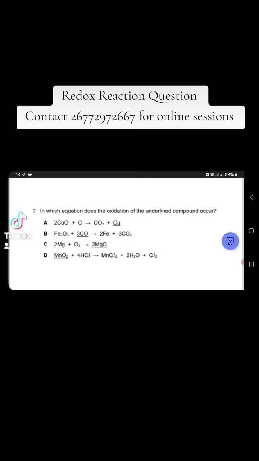So let's start with option A. Option A, we start off with copper oxide, and then at the end, we end up with copper, meaning that the oxygen is no longer there. It has been lost. So because the oxygen has been lost, that means that is not oxidation. So copper is not oxidized for option A. We go to option B.